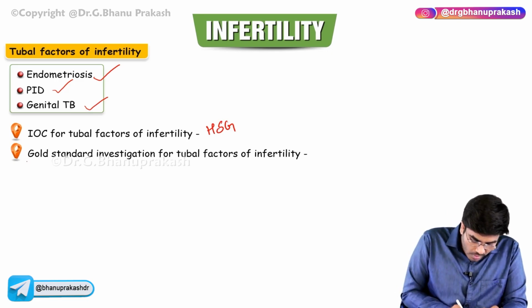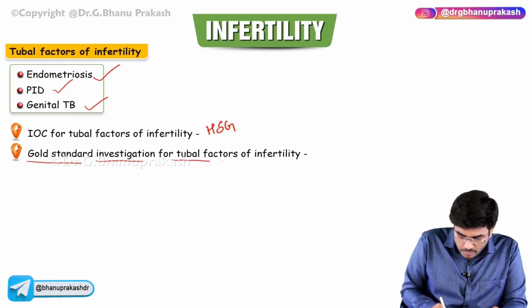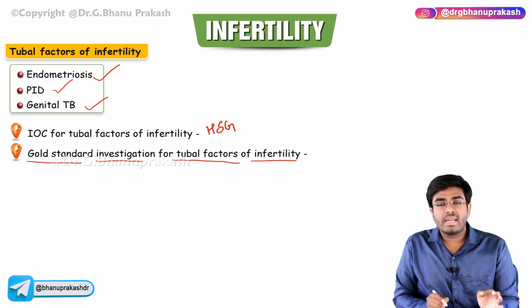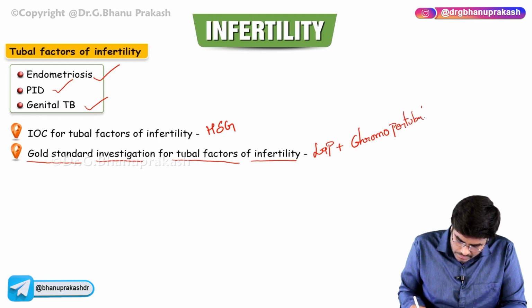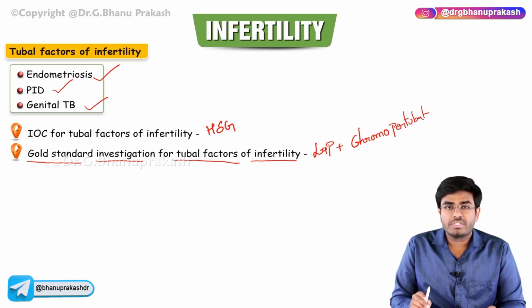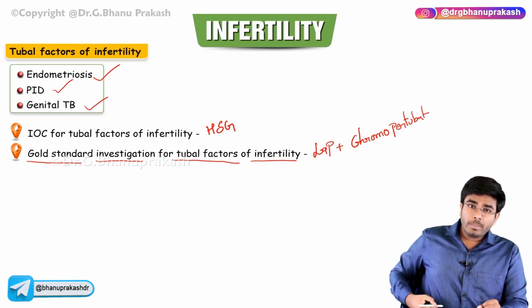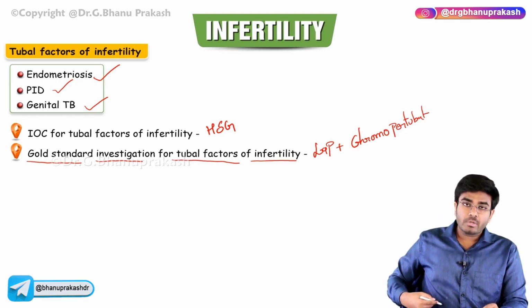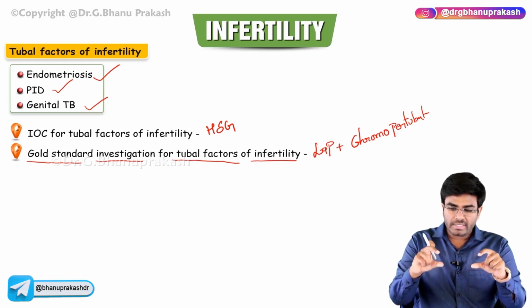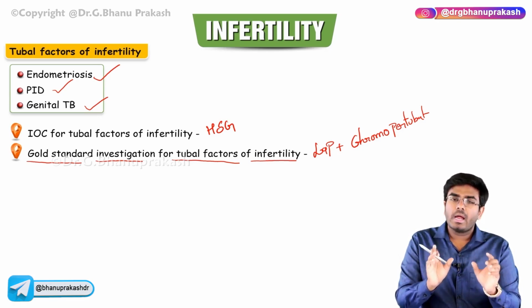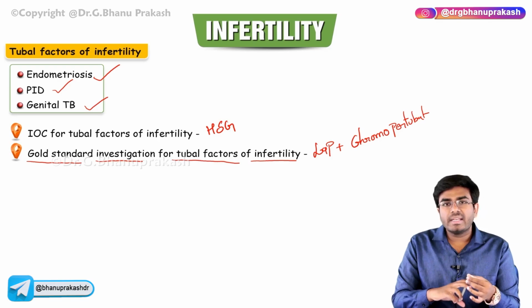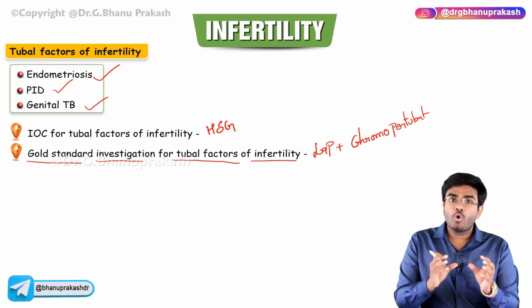But if they ask you, what is the gold standard investigation for tubal factors of infertility? The gold standard investigation is laparoscopy with chromoperturbation. Laparoscopy along with chromoperturbation means you make an incision in the abdomen, put a camera into the abdominal cavity, and look directly at the fallopian tubes. You get a visual inspection of the fallopian tubes and release the dye into the uterine cavity. Same thing. Chromo means dye.